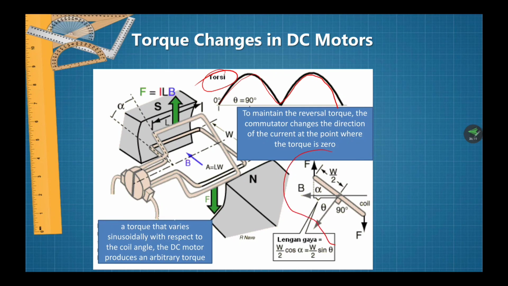And this is the illustration of the force arm. And this is the vector of B, and this is for the force, positive force and negative force. And this is the movement of the coil.